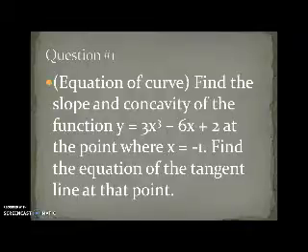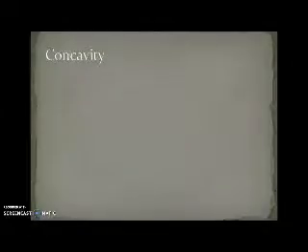It's all about the equation of a curve, so we are tasked to find the slope and concavity of the function y equals 3x cubed minus 6x plus 2 at the point where x is equal to negative 1. Find the equation of the tangent line at that point. So we are asked to find the slope, concavity, and the equation of the tangent line.